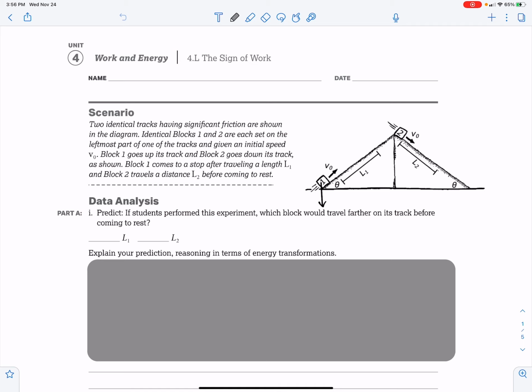Predict. Part A. If students perform this experiment, which block would travel farther on its track before coming to rest? Explain your predictions, reasoning in terms of energy transformations.